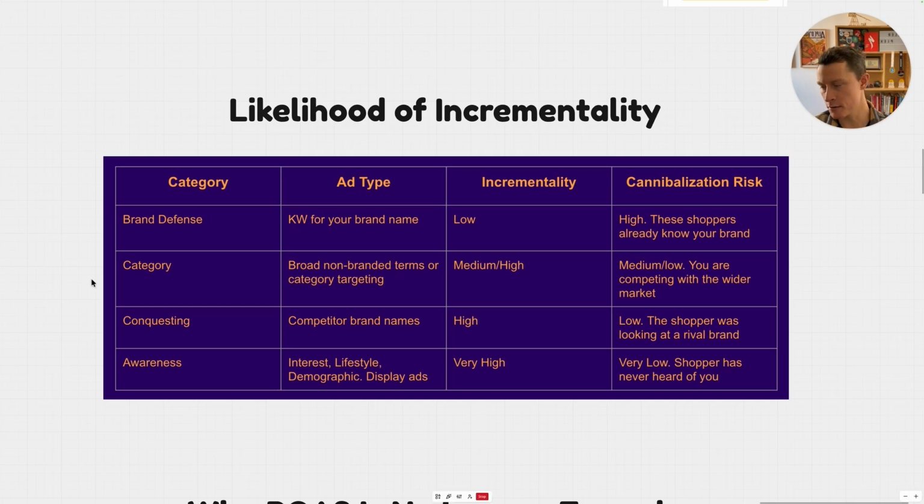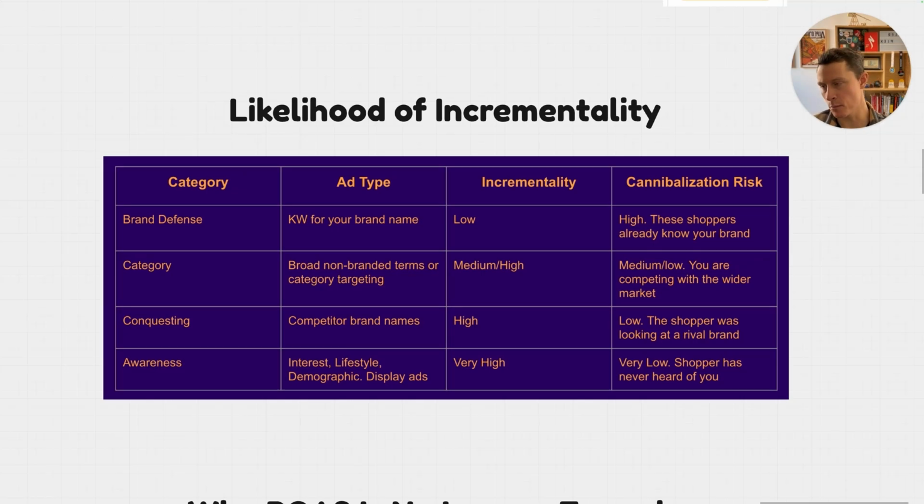The second category here is what we call category targeting. So this would be broader terms that do not contain brand terms, or just category-based targeting. So someone that's browsing laundry detergent pods, for example, with the Tide we just talked about, or someone that's searching for a generic high-level keyword, but it doesn't include Tide, for example. The incrementality here can be medium or high, kind of depending on the relevance and specificity of the term. There's a bit of wiggle room here. So this is the category of campaigns that you have to be examining more closely to determine incrementality. And I would say the cannibalization risk is medium to low.